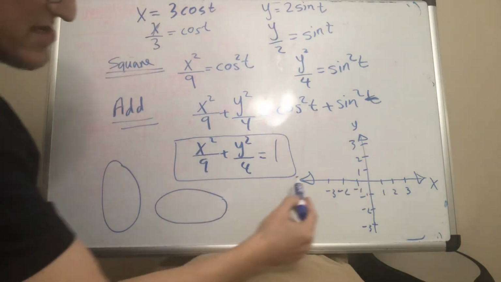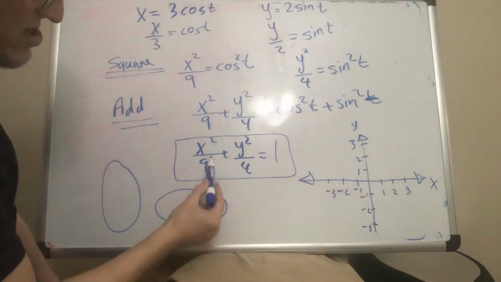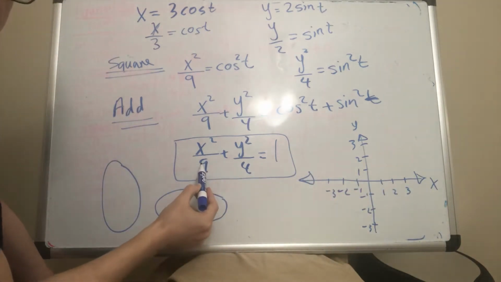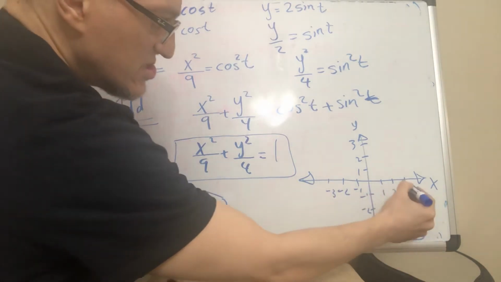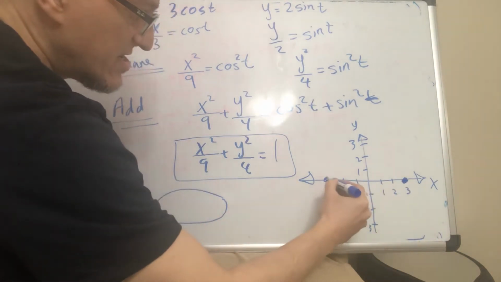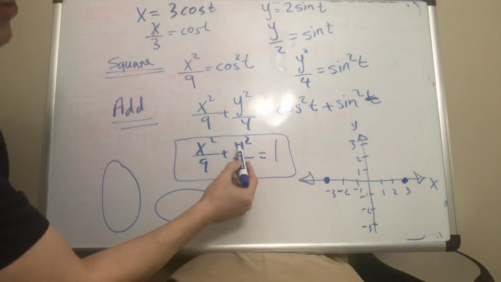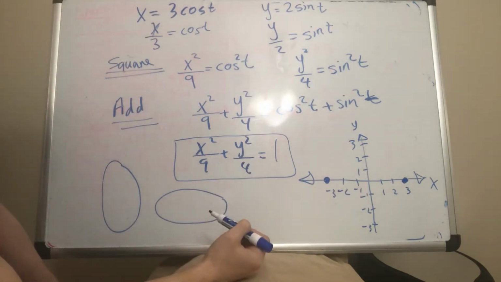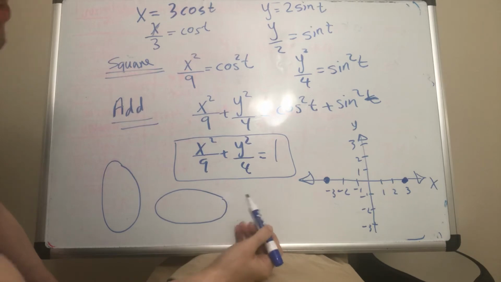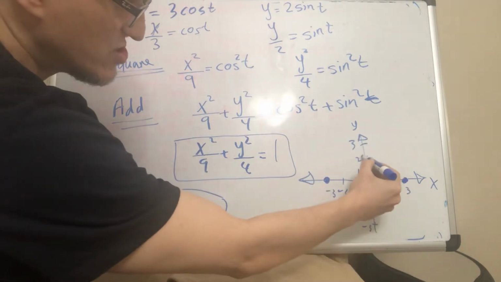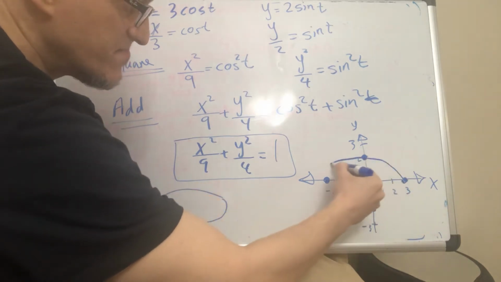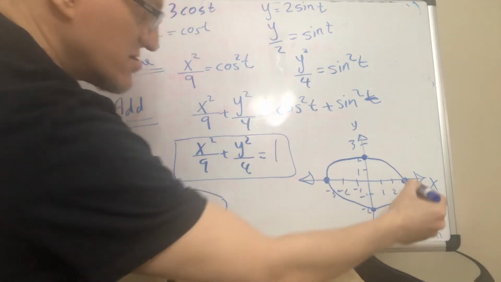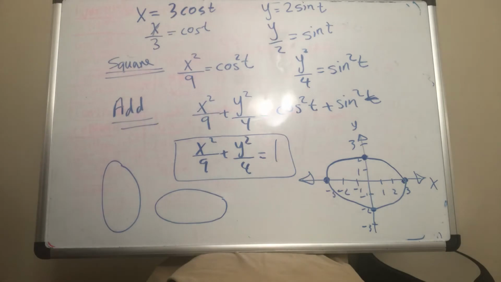Now, for the x, the number here is 9, and the square root of 9 is 3. So in the x, you go 3 and -3. For the y, the number here is 4, and the square root of 4 is 2. So in the y, you go 2, -2, and that's your egg or ellipse. This is the first question.